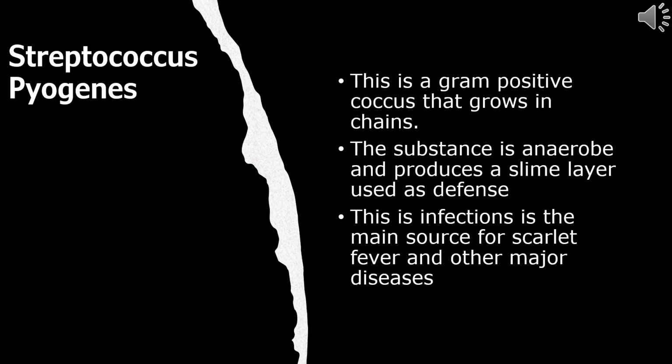Okay, so next is going to be my fourth disease of my PowerPoint, the disease manifesting in the respiratory system. This is the most severe disease that I do in this PowerPoint. It's going to be Streptococcus pyogenes. What this bacteria is, it's a gram-positive coccus that grows in chains. The substance is an anaerobe substance, and what that basically means is that it's like antioxidant. It also produces a slime layer that it can use as its own personal defense.